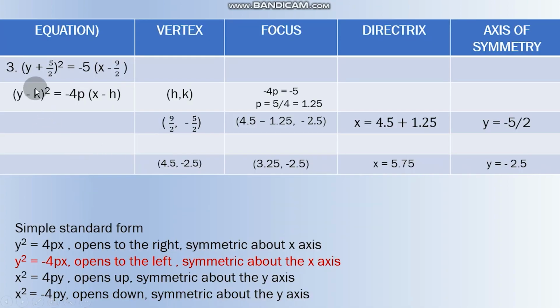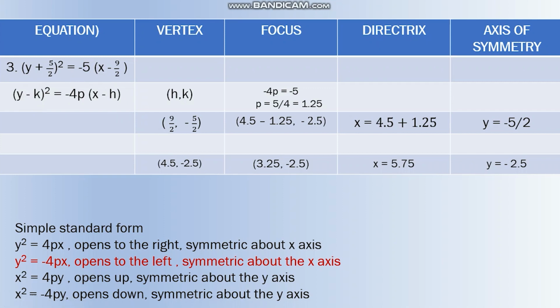So, for our third example, we have the equation, the quantity y plus 5 over 2 squared is equal to negative 5 times the quantity x minus 9 over 2 squared. This time, as I have mentioned earlier, there are now numbers beside our y and our x. Now, we are going to level up our standard form. So, this is what the standard form looks like when there are other numbers beside our variables.